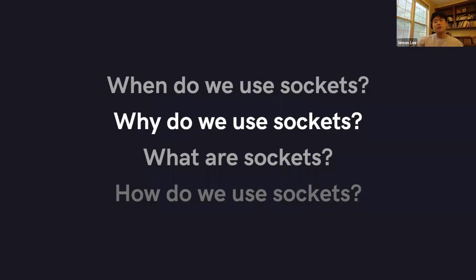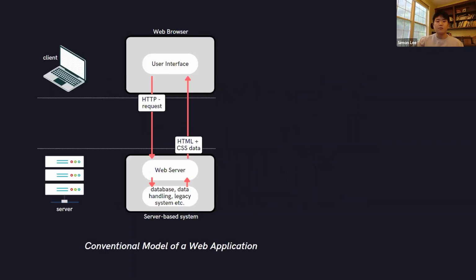So now, to understand why we use WebSockets, it helps to understand what we were using before. So on your screen now, this is a diagram of the conventional model for web applications. It had a client and a server and was characterized by this request and response exchange. So the client sends an HTTP request to the server, and the server then takes the request, processes it, and sends back a response with the relevant data.